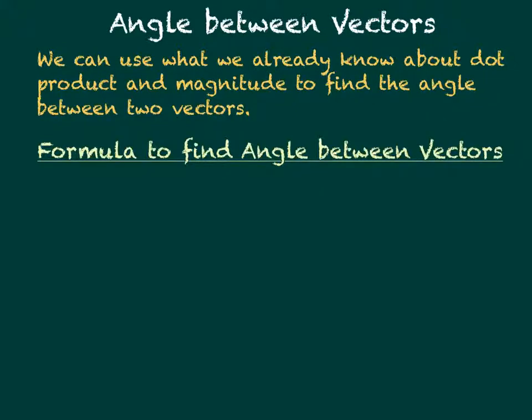Angle between vectors. We can use what we already know about dot products and magnitudes in order to find the angle between two different vectors. The formula to find the angle between vectors is cosine of theta, which is your angle measure, is equal to the dot product of vector v with vector u divided by the magnitude of vector v times the magnitude of vector u. And then take an inverse cosine in order to get your theta.